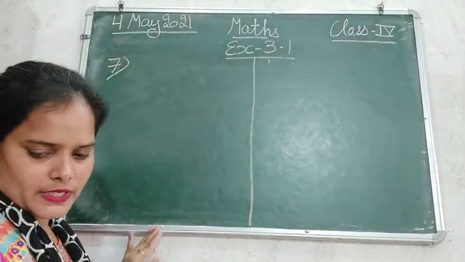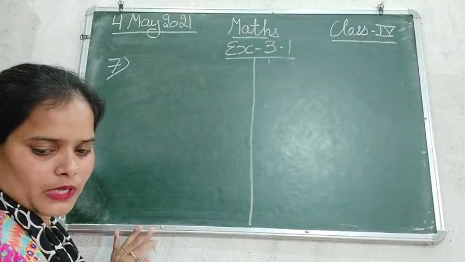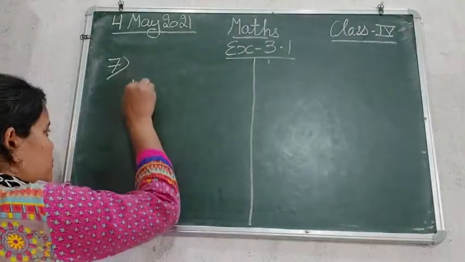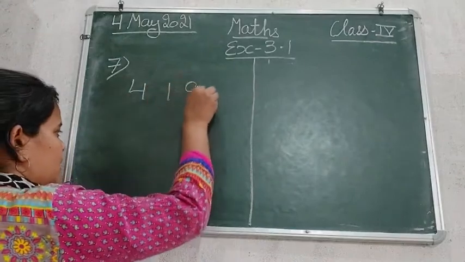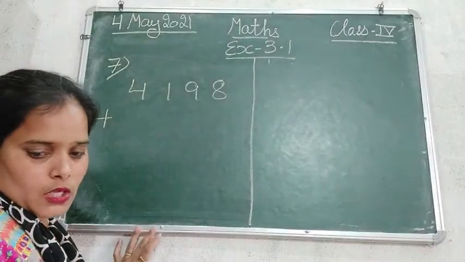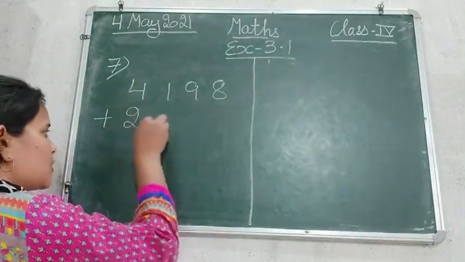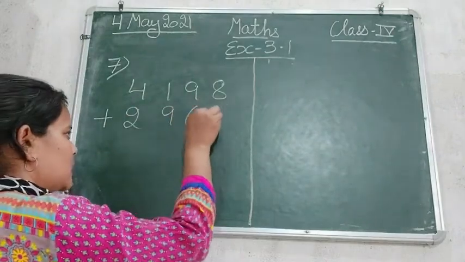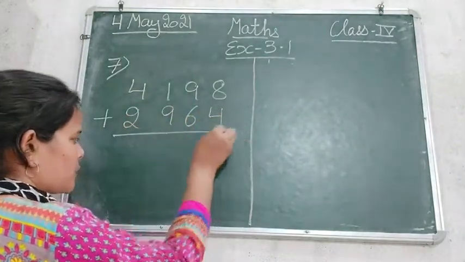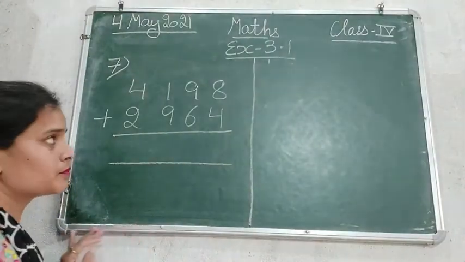Question number 7 is 4,198 plus 2,964. Okay, now let's add them.